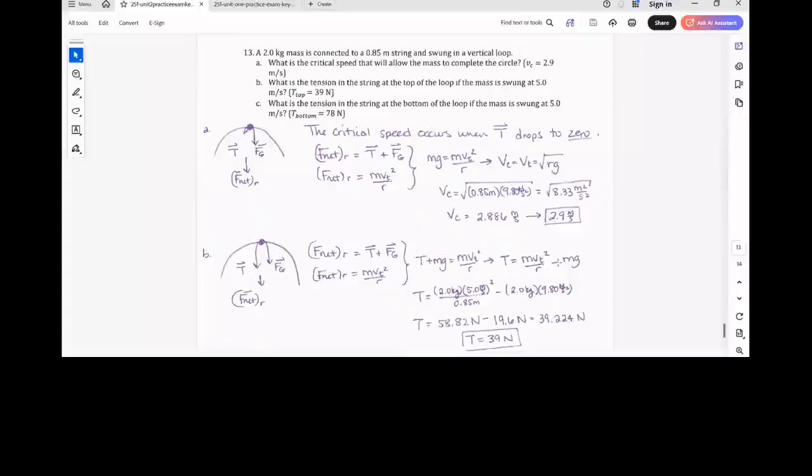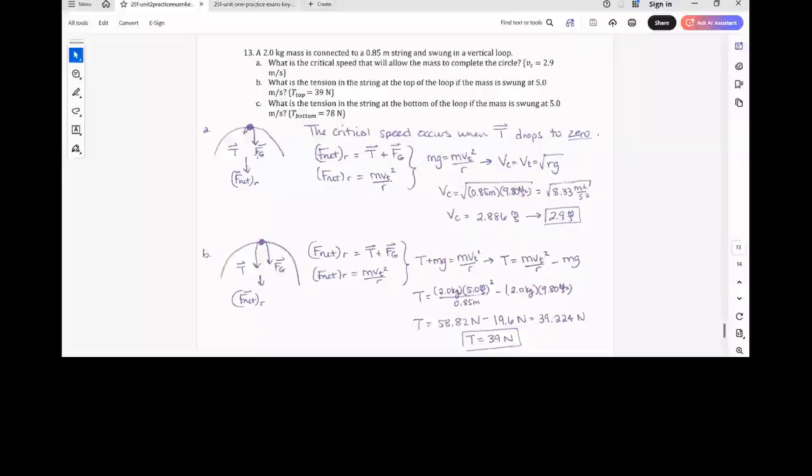So for vertical loops, now we need to think about whether our r-axis is going to point away from Earth's surface or toward Earth's surface. For part A, if we're calculating the critical speed, what we're trying to find is the absolute minimum speed that's required in order for this mass to successfully make it around the loop, instead of allowing the string to go slack and the mass to just fall downward as if it were in free fall. So the tension still exists here. The string is still connected to the mass, but the critical speed happens when the tension drops to 0.